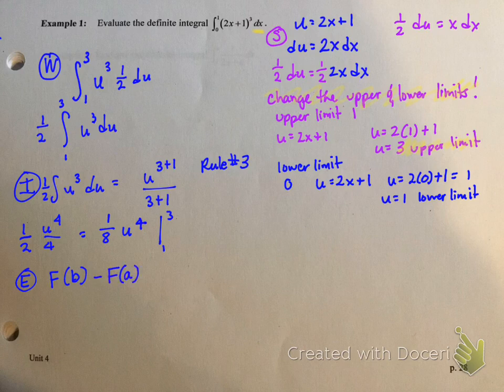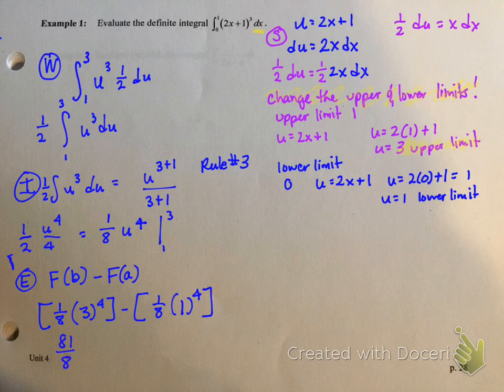Okay, so f at b, we're going to do 1/8. And then it's going to be u to the 4th, so 3 to the 4th, minus 1/8 times 1 to the 4th power. Okay, so 3 to the 4th, if you take 3 times 3 times 3 times 3, you get 81, and it's over 8, minus 1 to the 4th is 1, times 1/8 is 1/8. So I get 80 over 8, which reduces down to 10. Okay, so that's how you do u substitution for example number 1.